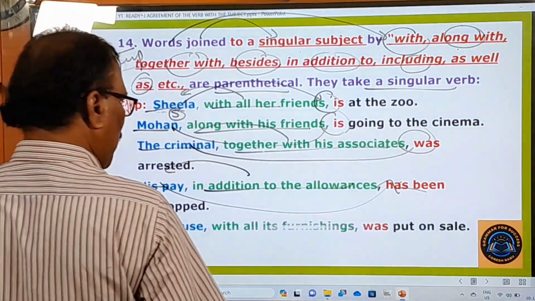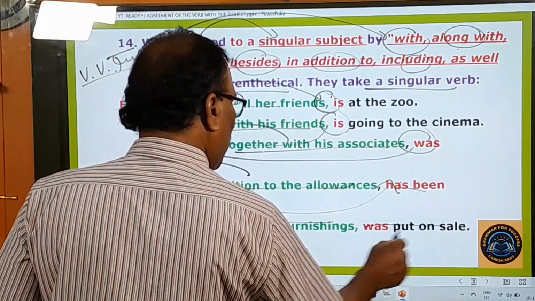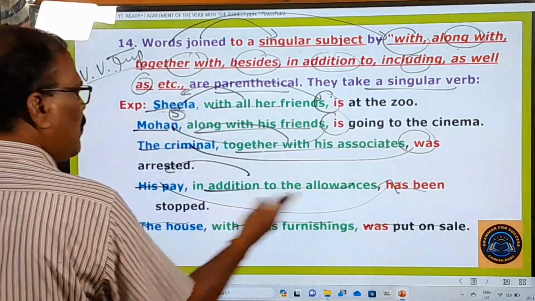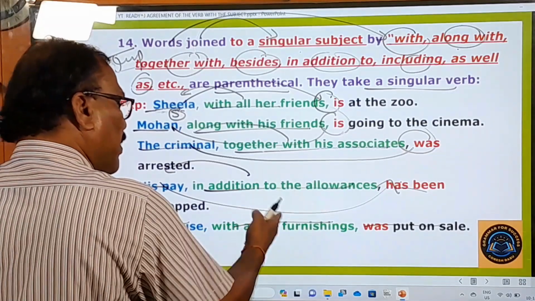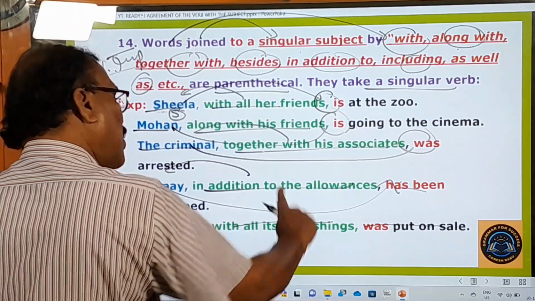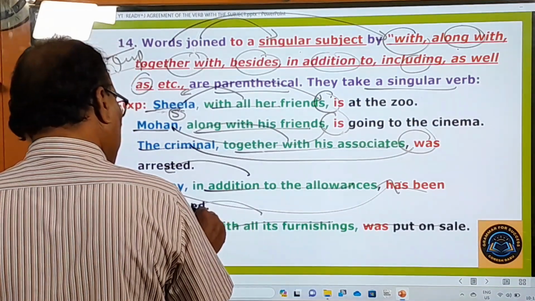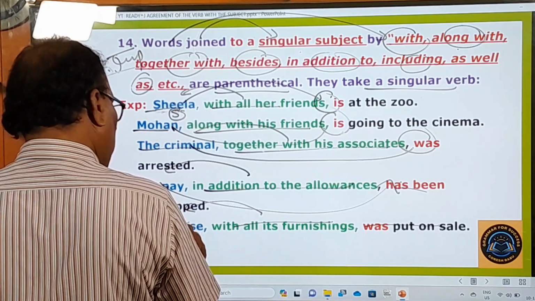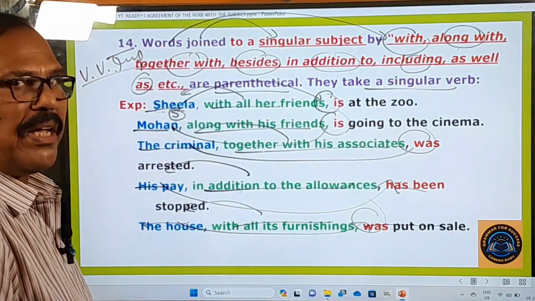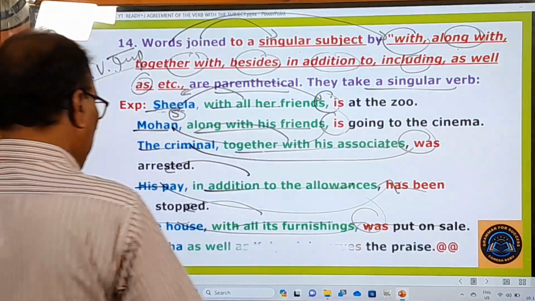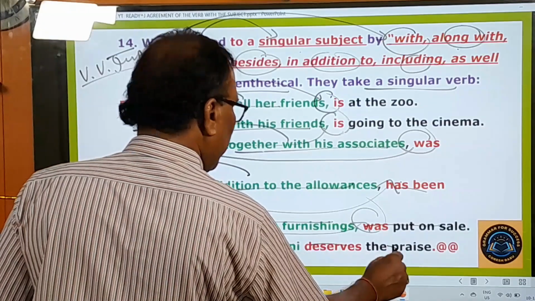Here one more example is being given. The house with all its furnishings was put on sale. Actually it can be like this: the house was put on sale. It will be direct, no problem. But you are adding some additional information: the house with all its furnishings was. That's why this information is being added to the subject, and the subject is singular, and according to the singular subject we use only the singular helping verb, right? And the last example here I would like to give you: Smita as well as Kalyani deserves the praise.